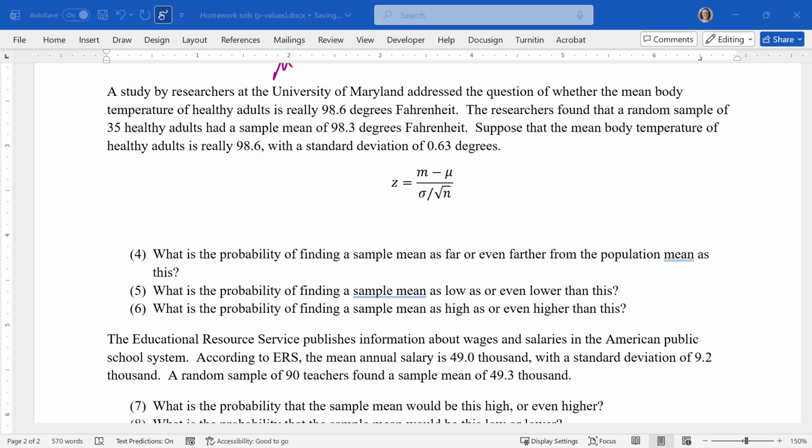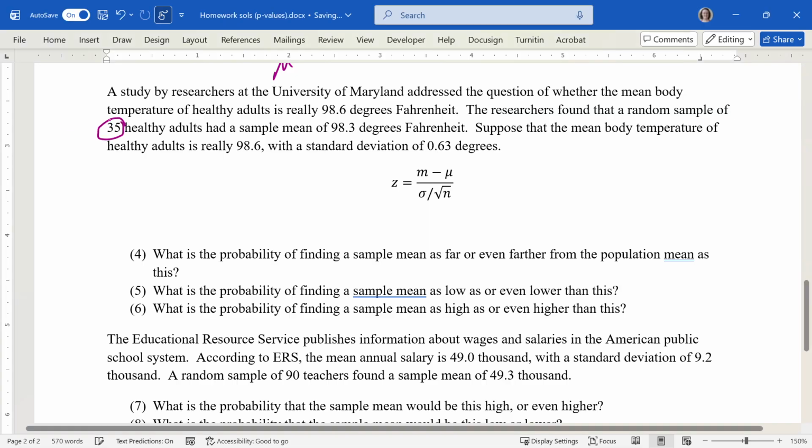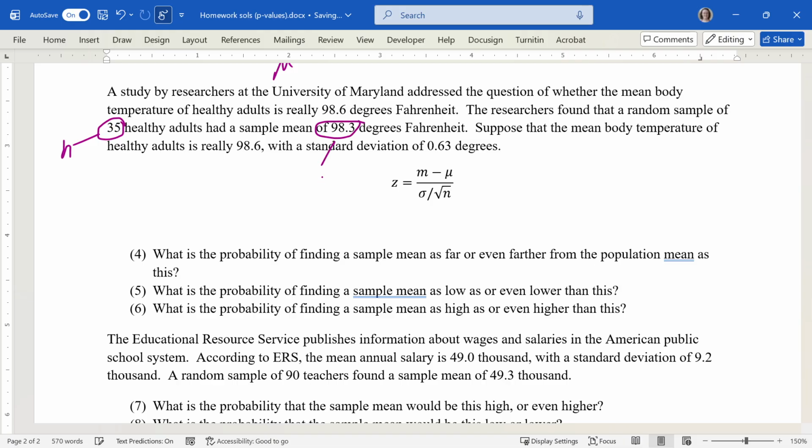So you need to identify which of these numbers in the problem are what. Let's see, so researchers found a random sample of 35 healthy adults, so 35 is n, sample size, had a sample mean, so this is the sample mean, m. Suppose the mean body temperature of healthy adults, here healthy adults means all healthy adults. Suppose that that mean is really this, so that's our population mean. And then with a standard deviation of 0.63, so this is our sigma.